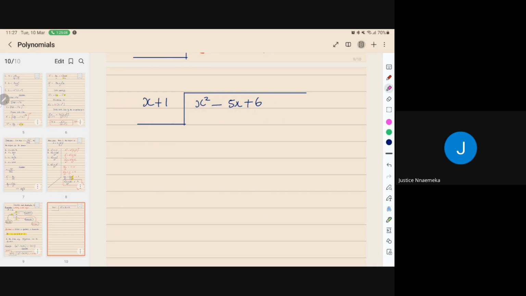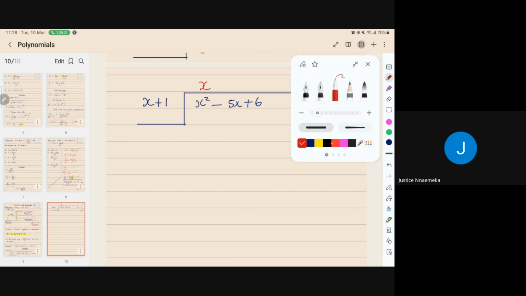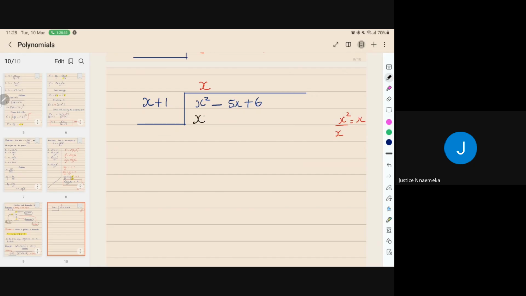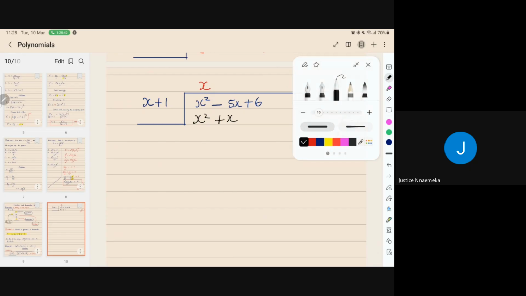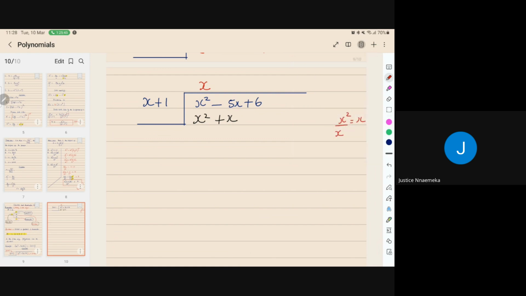Now, the first thing you're going to do is x squared divided by x. That will give us x. Is that not so? So put down that x right here, the same way you do your long division method. x times x will give us what? x squared. Hope you are following. Again, x times 1 will give us x. So plus x. Then after that, you subtract, the same way we did our long division back then in primary school.